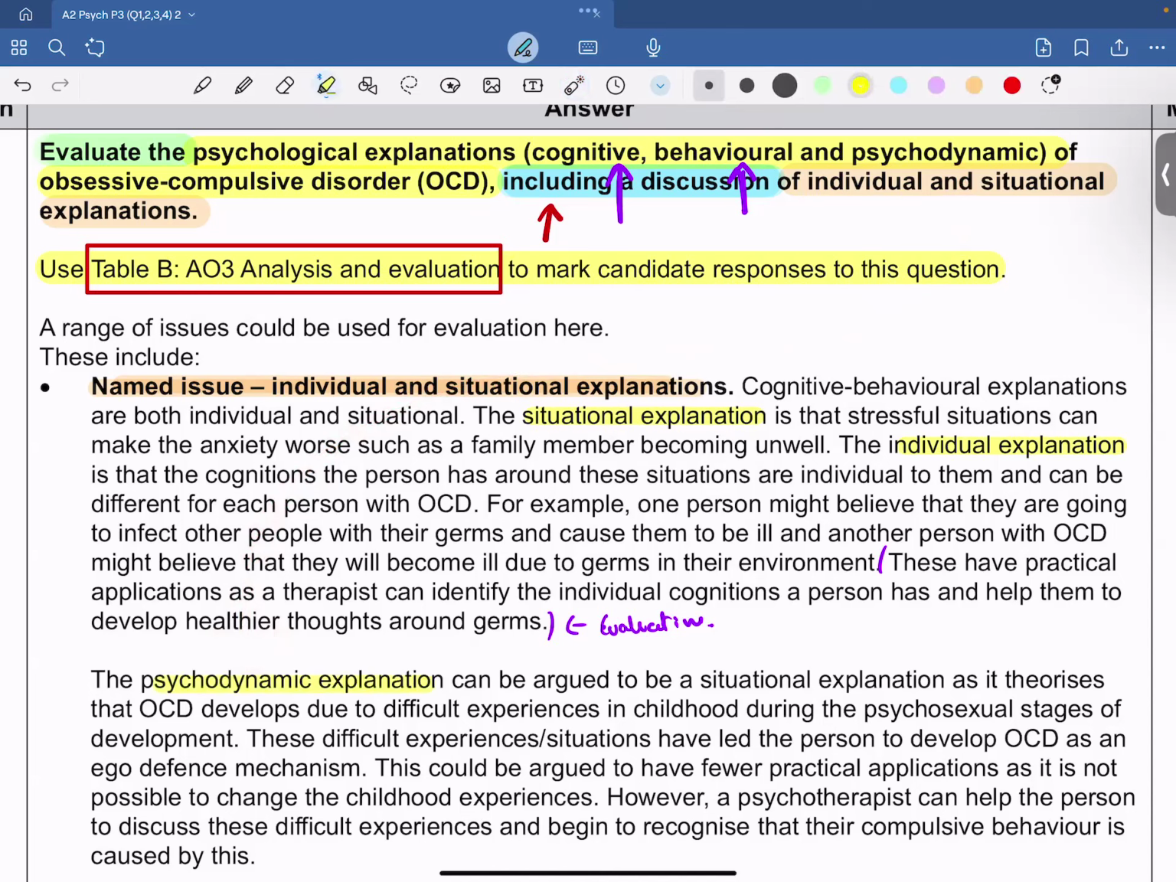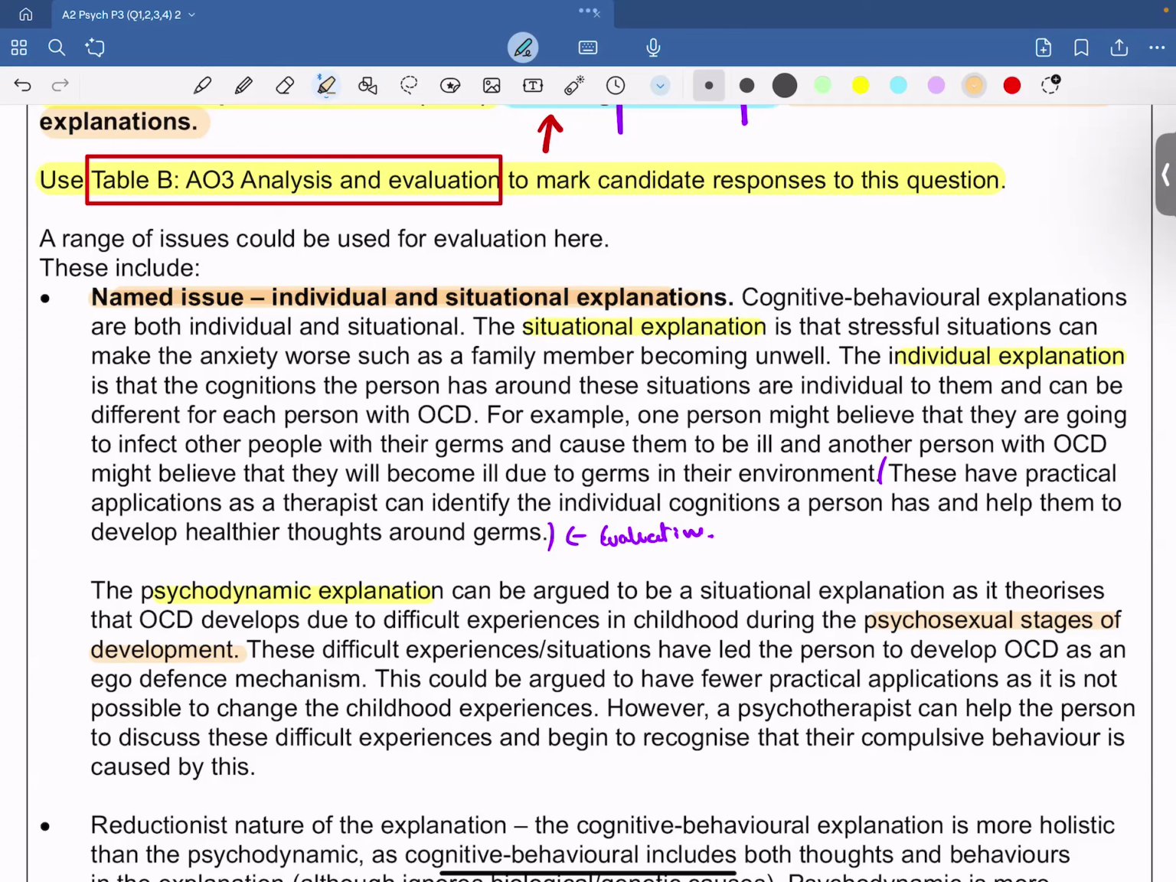Remember, if you know personality structures, if you know the 5 different psychosexual stages of development, and if you know defense mechanisms, that is enough for you to score really, really well in your A levels. I'm talking about the psychodynamic explanation in particular. So these different experiences or situations have led the person to develop an ego defense mechanism. See, an ego defense mechanism.